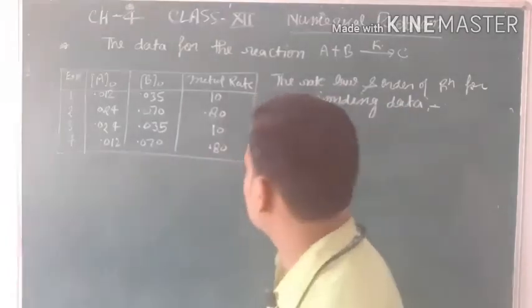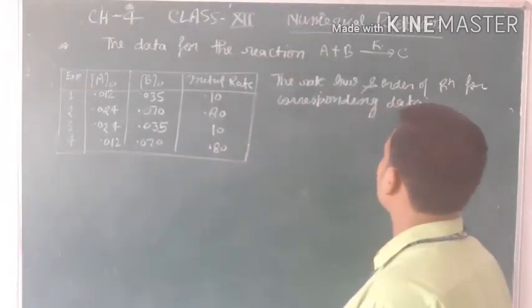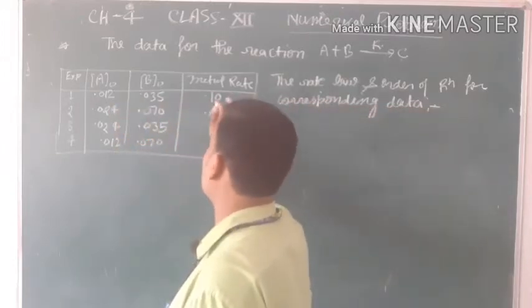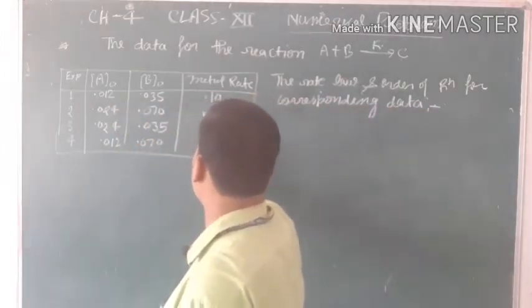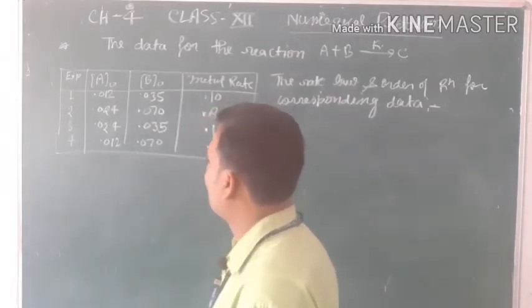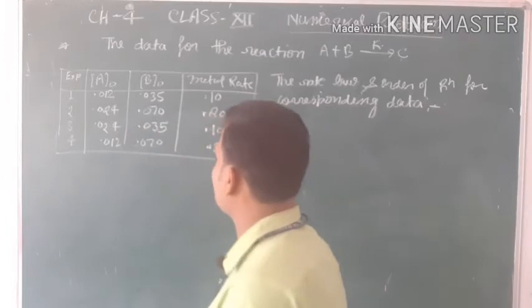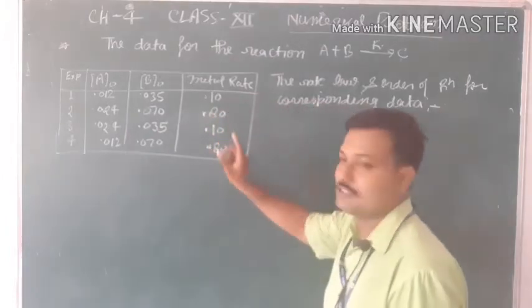Okay, guys, here is the data for the reaction rate. There is given to you A0, B0 and the initial rate. This is 0.10, 0.80, 0.10 and 0.80. This is the initial concentration for A0, this is the initial concentration for B0, and this is the initial rate.